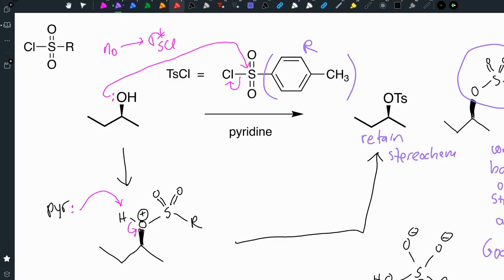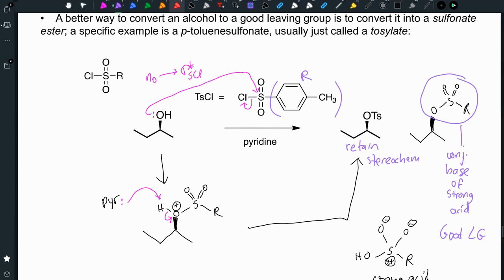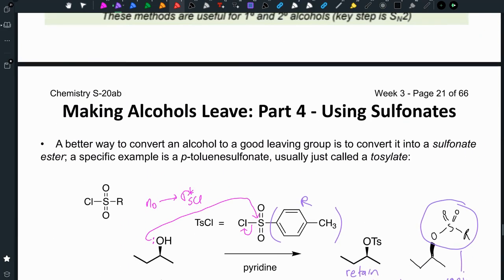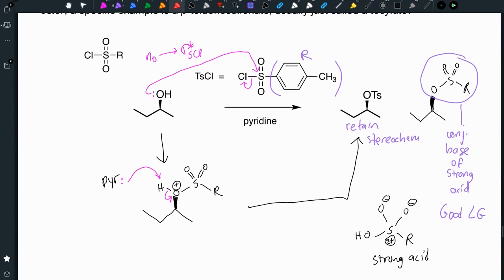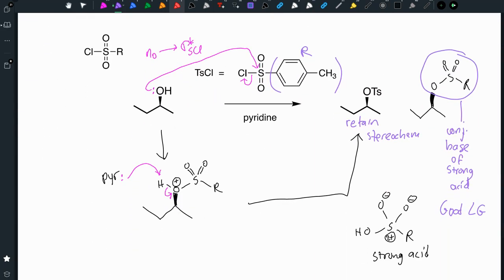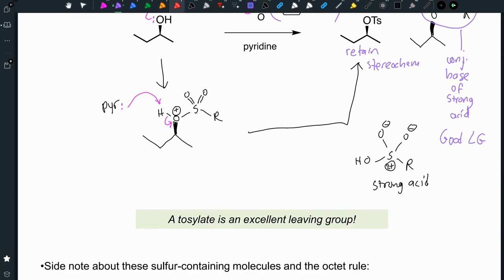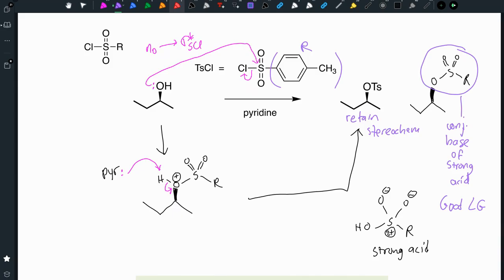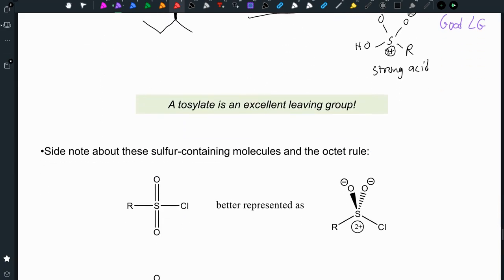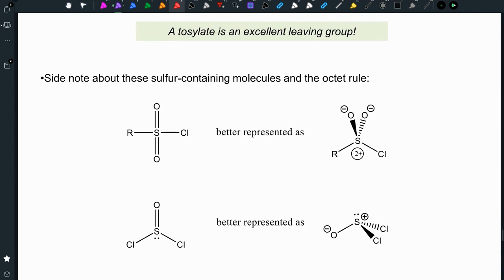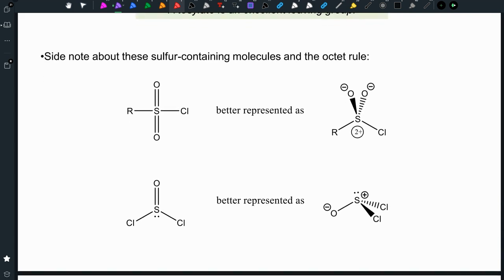So it gives me flexibility as a synthetic chemist to say, which of these methods do I want to use to replace my OH? I have a couple of methods that will invert the stereochemistry. I have this as a way that retains the same stereochemistry. So flexibility is good.